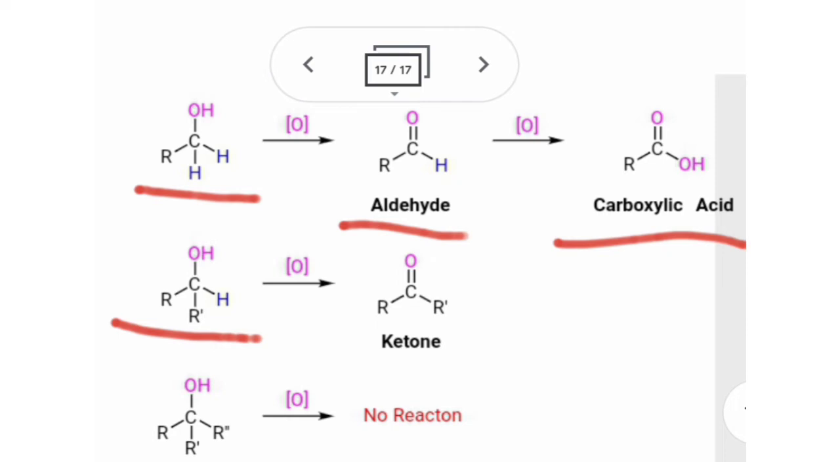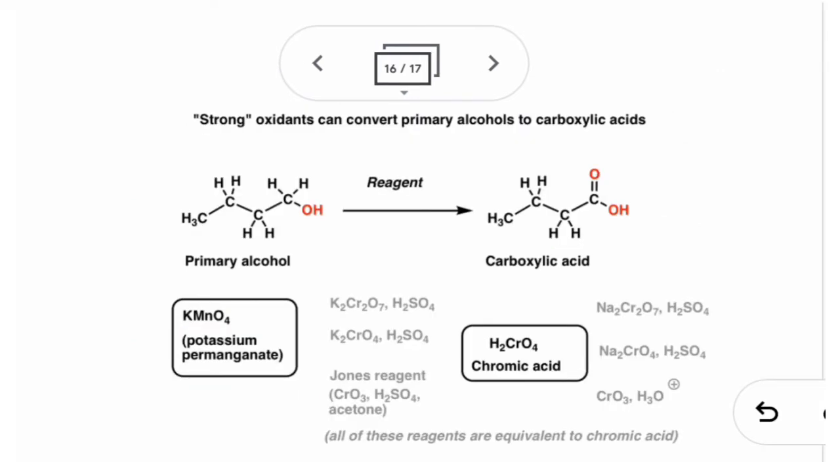If you have a tertiary alcohol like this, a tertiary alcohol cannot be oxidized. So tertiary alcohols do not undergo oxidation reactions. Now let's talk about the reagents that we need to have for us to produce aldehydes or carboxylic acids. For you to oxidize a primary alcohol into a carboxylic acid, these are the reagents that you need to have.